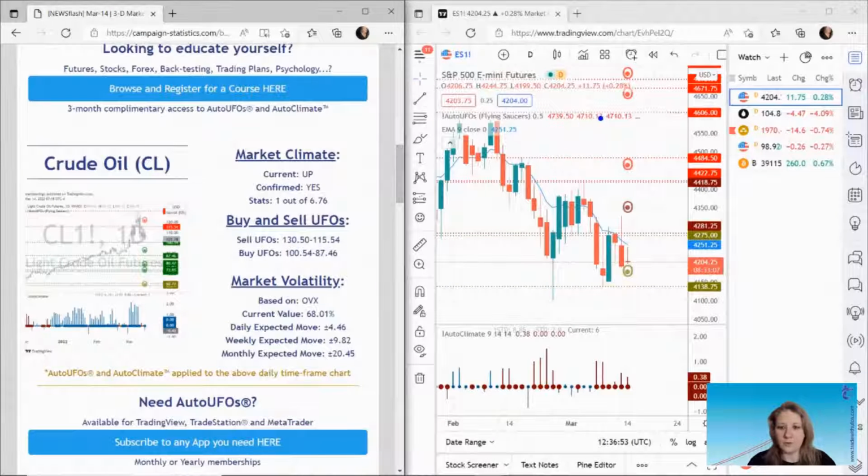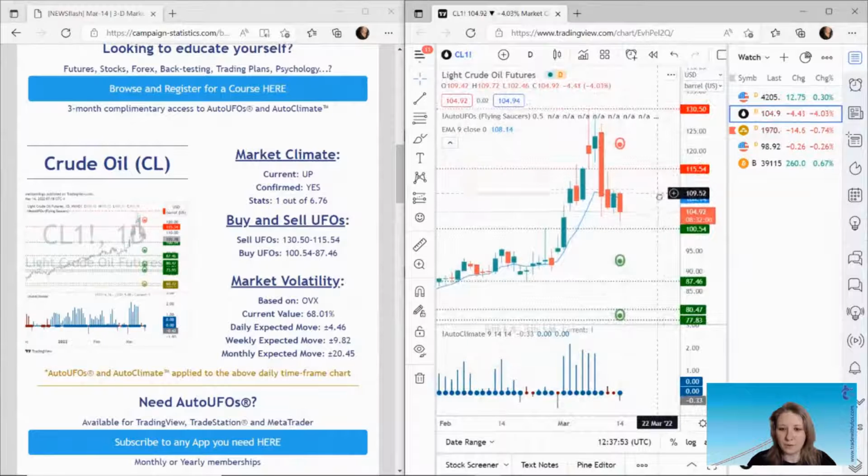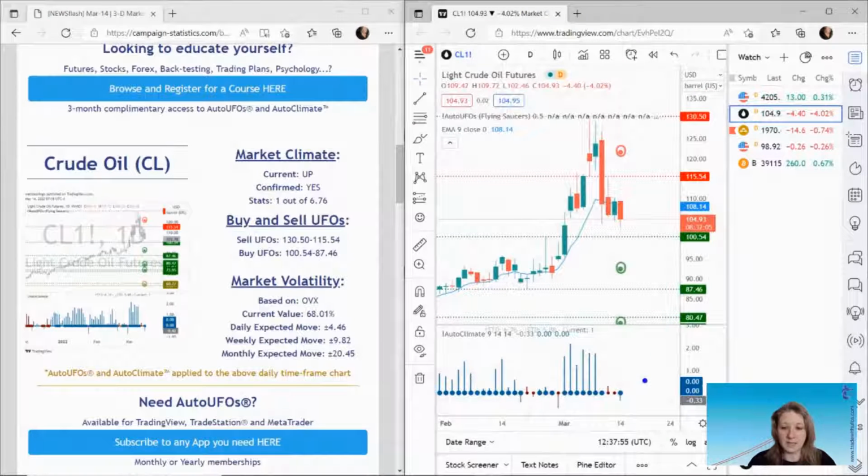Okay, so crude oil, let's load that. With crude oil, we have just today a thick blue dot, therefore probability up. Now, I wouldn't be surprised, considering the price has actually moved down, if this changes tomorrow to an unconfirmed climate or maybe even later on in the day. We are seeing the price isn't quite sure what it's doing right now in crude oil.